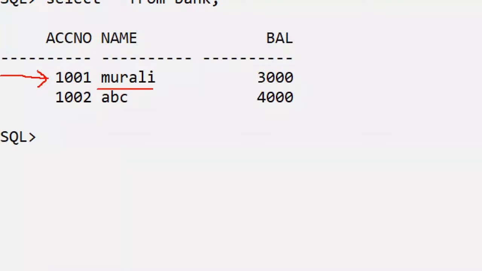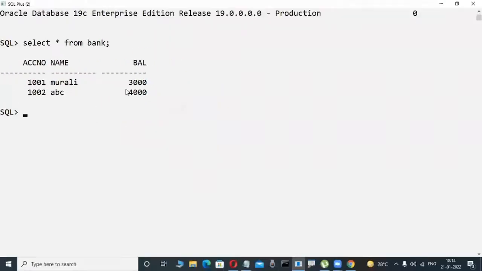My name is Murali. I'm an account holder. My balance is how much? Yes, how much? 3,000 is there. Observe it here. My balance is 3,000, for example. Now check out this scenario. Slowly observe it here.